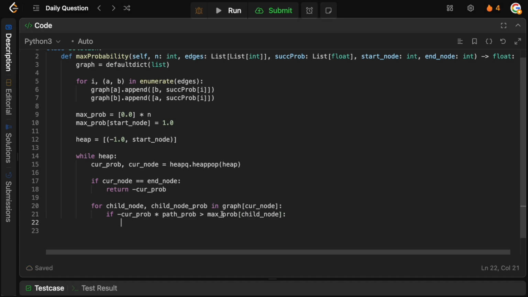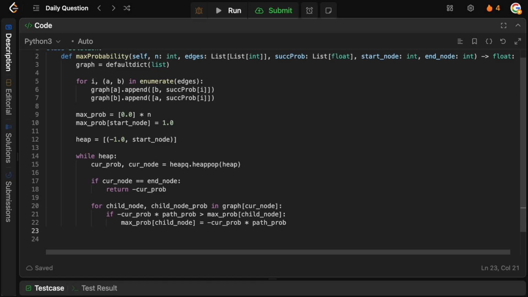And we're going to update the max probability because obviously now we found a better one. So we're going to say the max probability of the next, the child node, is actually going to equal this. So minus current probability times the path probability.